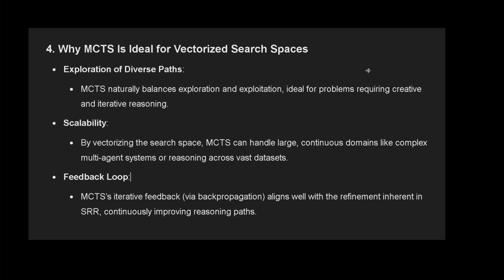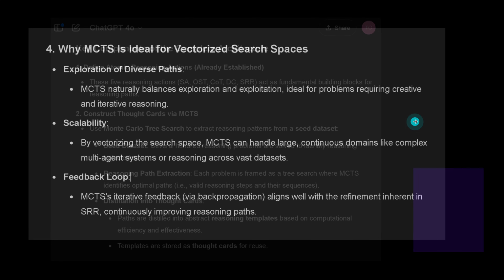So why is MCTS a nice way for vectorized search spaces? We have a balance of this beautiful exploration and exploitation phase. This is more or less ideal if you want to require creative and iterative reasoning. Iterative reasoning is our chain of thought, and creative is for more complex topics. We have a beautiful scalability, and we have a feedback loop, backpropagation, from the classical Monte Carlo tree search algorithm.